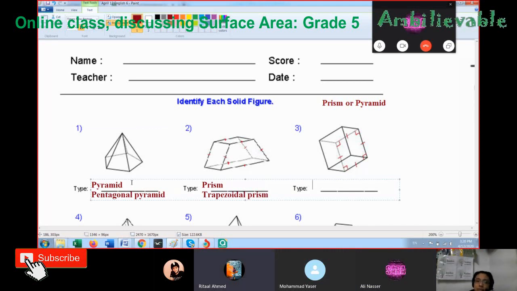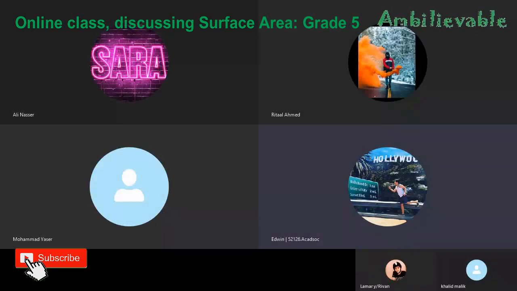Next one. This one, Rivan. What do you call this one? What do you call it? Is it a prism or a pyramid? It is a prism. First one. Okay, Muhammad Yasser.